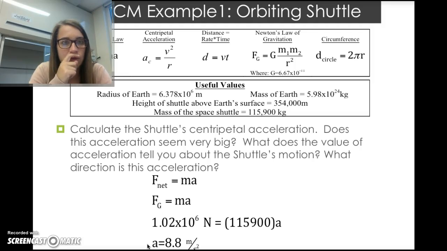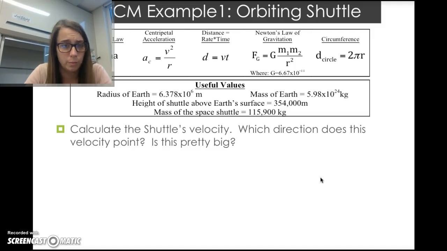And that's kind of confusing because it's meters per second squared, but remember, we're accelerating in a circle at a constant speed. So it's telling us the rate of change of direction over time. What direction is the acceleration? You should understand that this is a centripetal acceleration, so it's pointing towards the center.